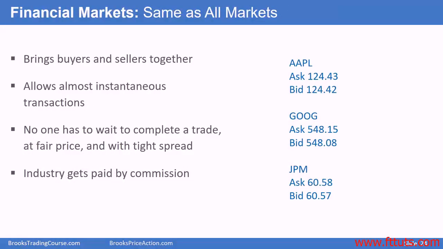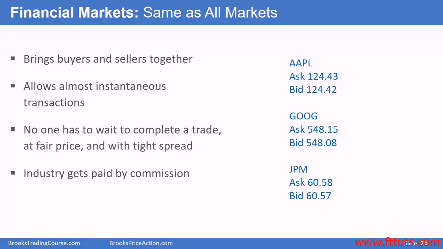Financial markets, same thing. They bring buyers and sellers together. The NASDAQ has Apple and Google. A lot of people at any instant want to buy Apple, and they want to sell Apple. There are a lot of people who want to buy Google and sell Google. The New York Stock Exchange, JP Morgan: a lot of people want to buy JP Morgan, and at the same time, a lot of other people want to sell it.